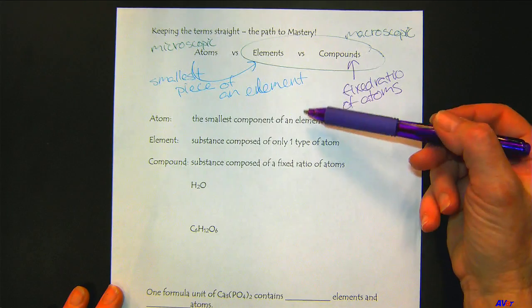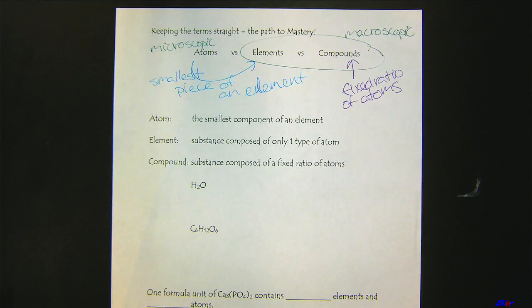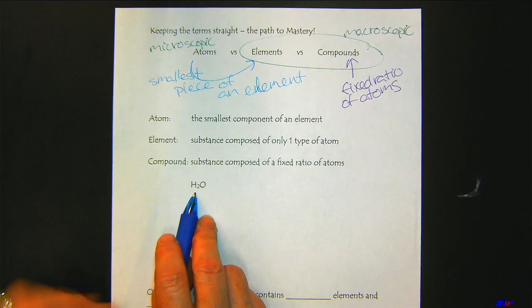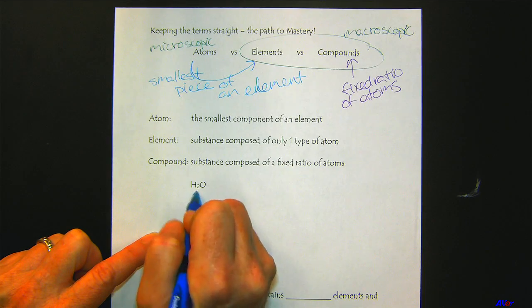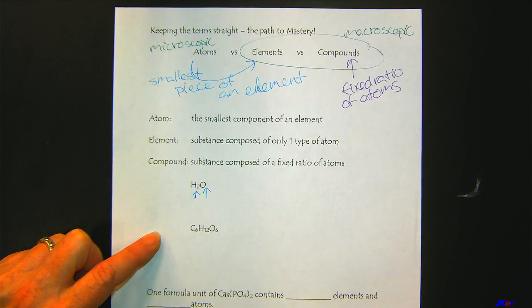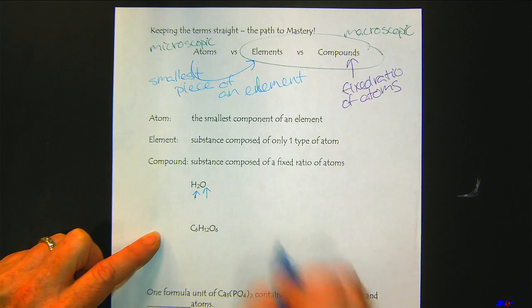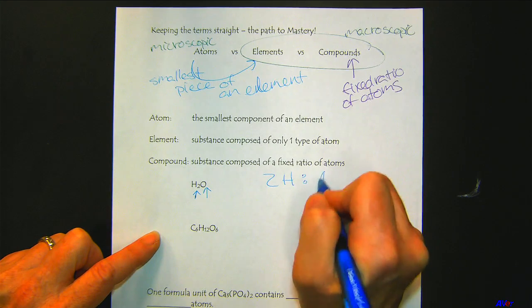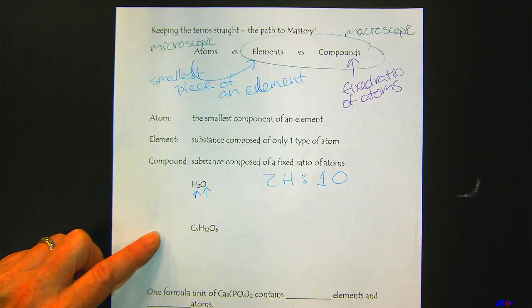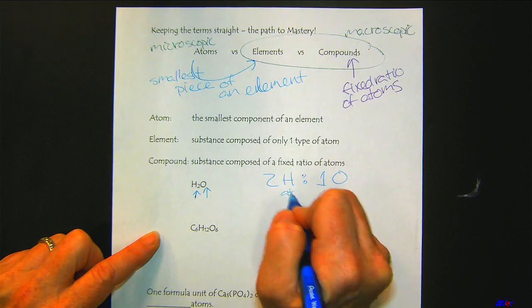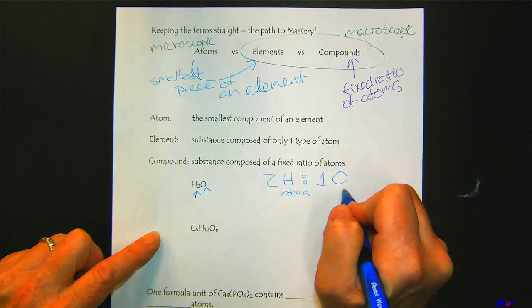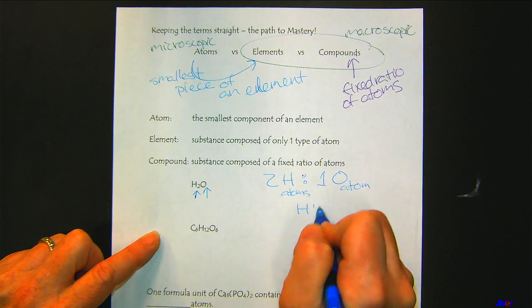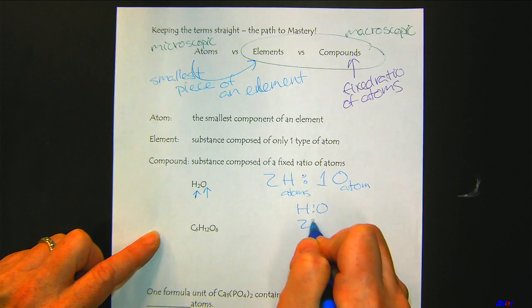So these are all defined for you here. Let's make sure we feel really confident on this. When we look at water, here are our formula subscripts, and we don't show the 1, it's understood. So this is telling us we have 2 hydrogen atoms to 1 oxygen atom. So the ratio of hydrogen to oxygen is 2 to 1.